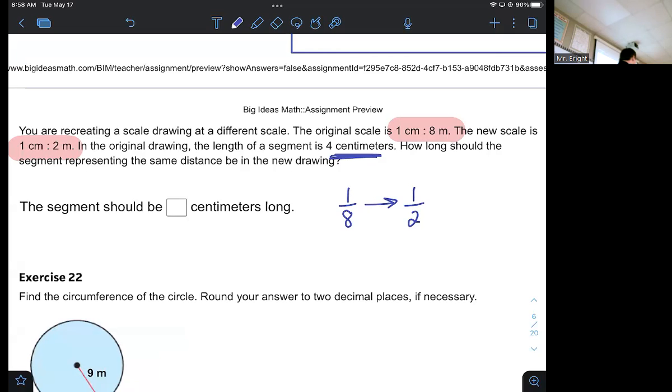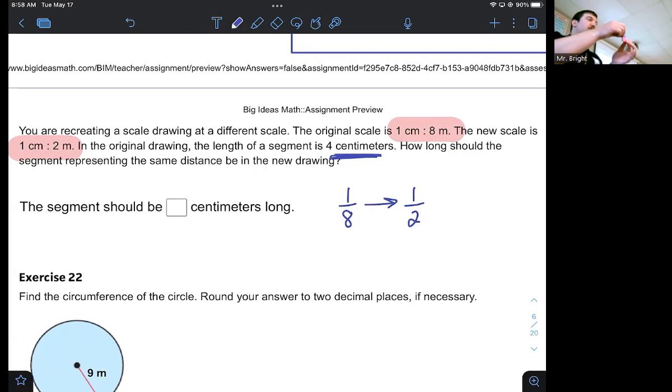As Lucas said, 1/8 is smaller than 1/2. And if you don't believe me, just think about how big those fractions would be. 1/8 of a pizza versus 1/2 of a pizza, right? So this is the old scale, 1/8. This is the new scale, 1/2. How many times bigger is the new scale? 4 times. You can fit 4/8 in a half. Did you know 4/8 reduces to 1/2?